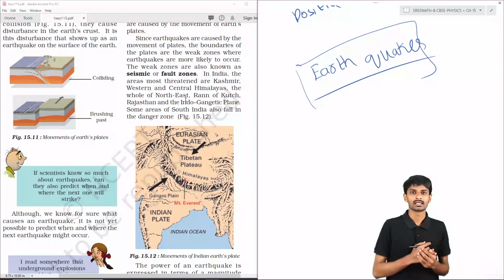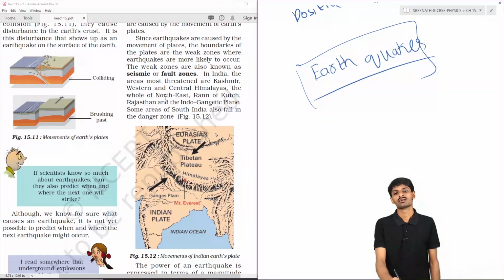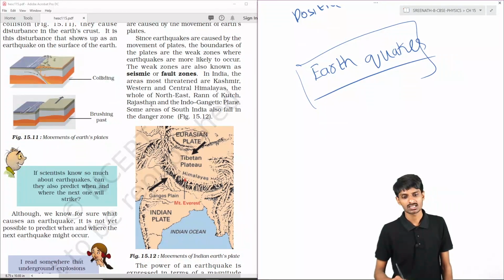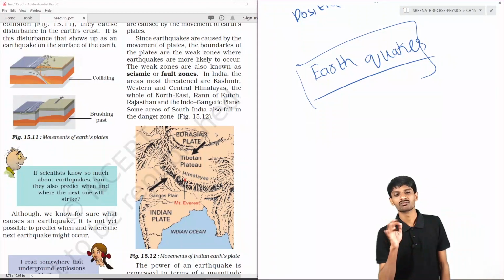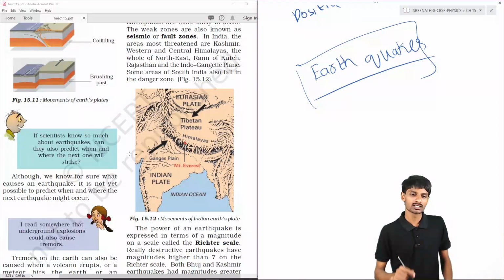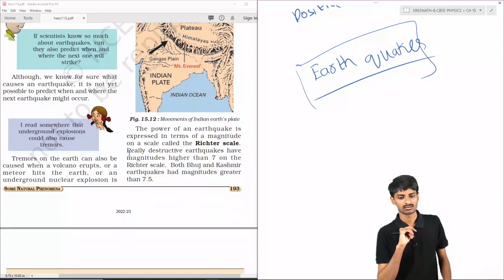So regarding India, the most threatened areas are Kashmir, the western and central Himalayas, the northeast, the Rann of Kutch, Rajasthan, and the Indo-Gangetic Plain. So all these are weak zones. These are the threatening areas. There is a chance of getting an earthquake. South India also falls in the danger zone, students.